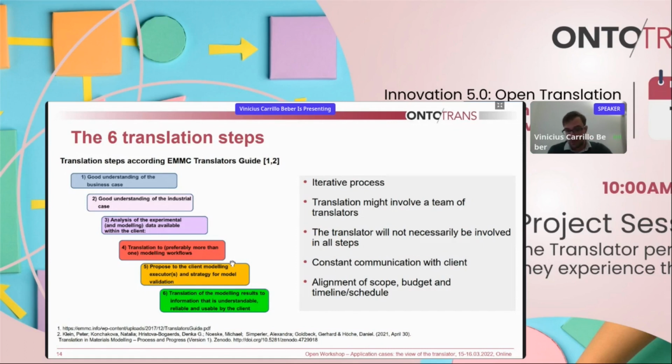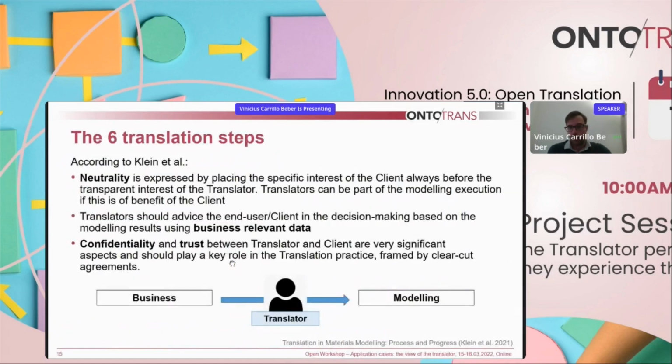So there is constant communication with the clients, and it's very important to have a clear alignment of scope, budget, and timeline or schedule. A very important aspect of the translation steps is neutrality. Neutrality here is expressed by placing the specific interest of the client always before the interest of the translation. The translator can be a part of the modeling execution if this is of benefit to the client. Also, the translator should advise the client or the end user in decision making based on the modeling results, using business relevant data.